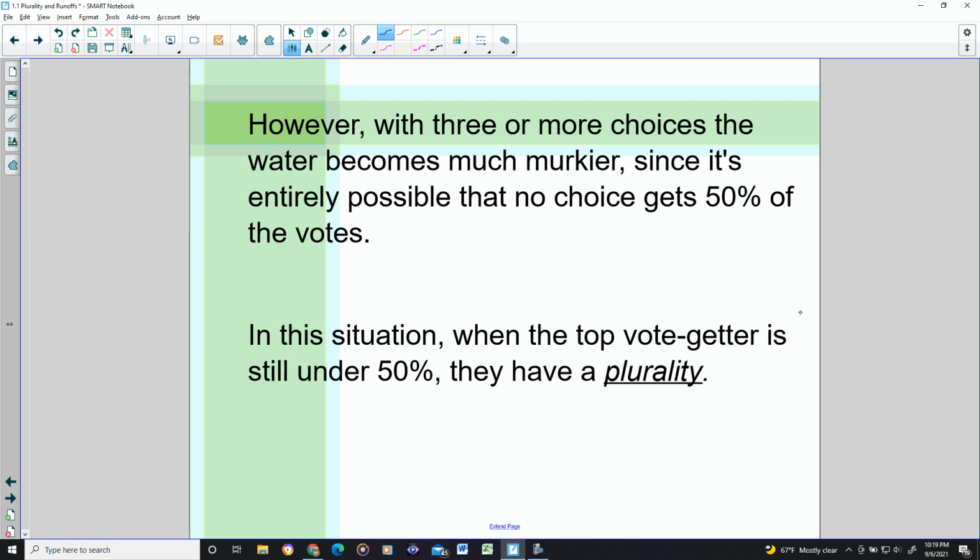But we use this term specifically when it's still under 50, because otherwise we would just call it a majority, and that's a stronger term. Okay. And I suppose I would say at or under 50%. So whenever they don't have a majority.